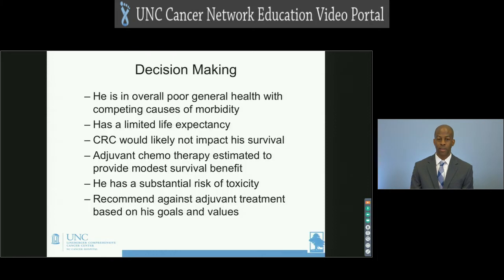And so putting the second patient together, in summary, he's in overall poor general health. He has significant competing causes of morbidity and mortality. He has a limited life expectancy. His colorectal cancer would likely not impact his survival. His adjuvant chemotherapy is estimated to provide a very modest 1% benefit in survival, and he has substantial risk of toxicity if you went back and plugged in those variables.